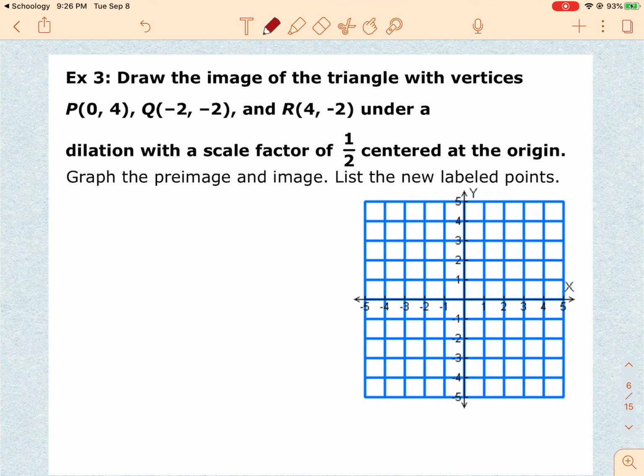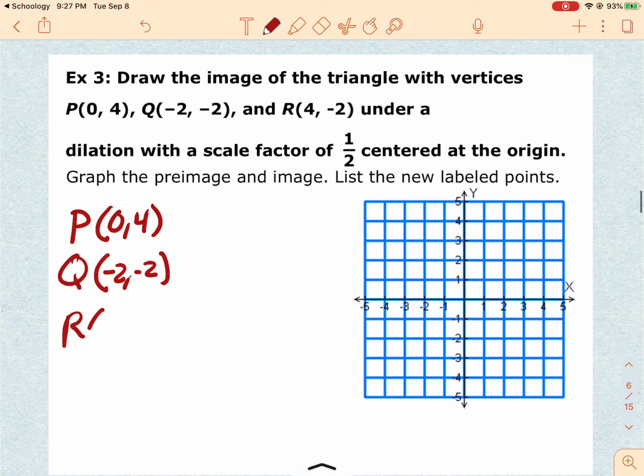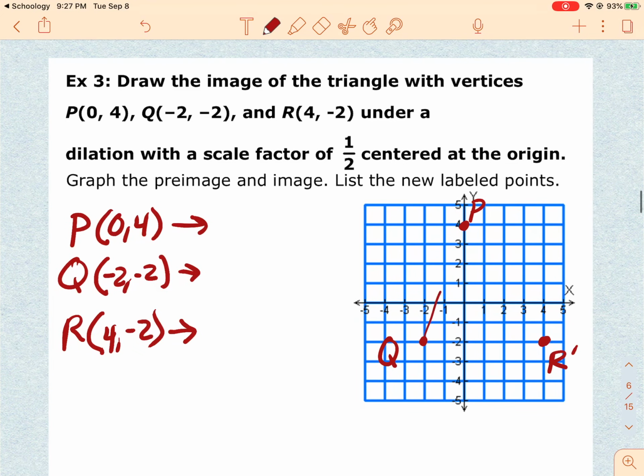What happens when we have a scale factor of 1/2? Everything's exactly the same, except we would expect that by multiplying something by 1/2, you're getting smaller values. So if I plot 0, 4 as my P, -2, -2 as my Q, R is 4, -2.